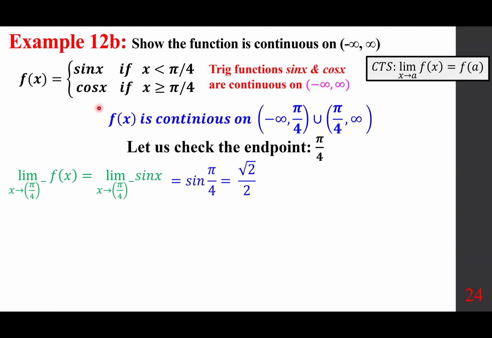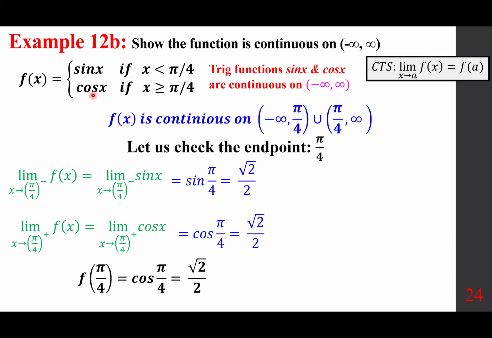We're going to look at the right side. The limit of f of x as x approaches pi over 4 from the right, we look at the bottom piece, cosine. And again, cosine of pi over 4 is also square root of 2 over 2. One more thing we need to look at, and that is the functional value f of pi over 4. So you have to go with the equality, choose the second piece.